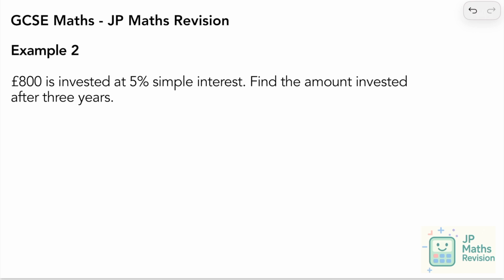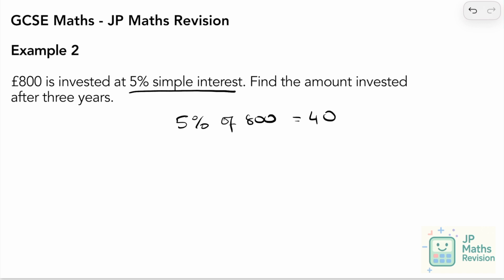Here's another example. £800 is invested at 5% simple interest. Find the amount after 3 years. So it's invested at 5% simple interest, which means the money grows by 5% of the original every year. So we need to work out 5% of the original, so that's 5% of 800. What I could do here is work out 10% by dividing by 10, and half of 10% is 5%. If I do that, I get 5% is equal to 40.